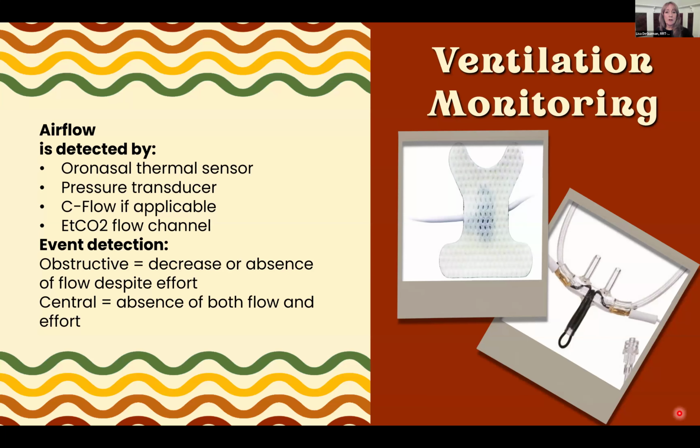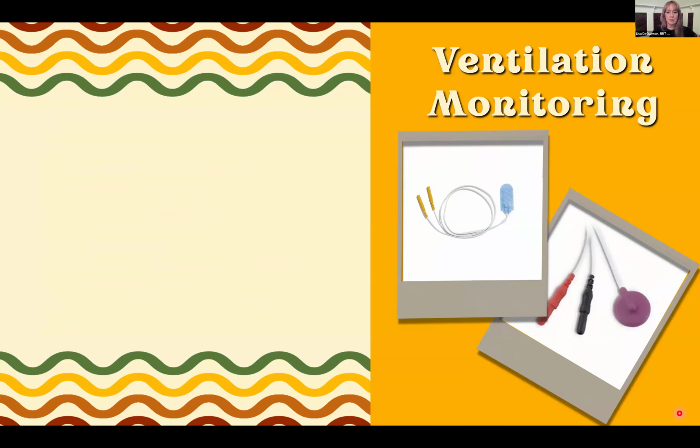PTAFs. We have C-flow if they're on CPAP or BiPAP, and then end tidals do have a flow channel. They're not very sensitive, and if your end tidal's going in and out, you're not going to have a good flow. But we do have them, and again, they're going to help us pick up the obstructive versus the central.